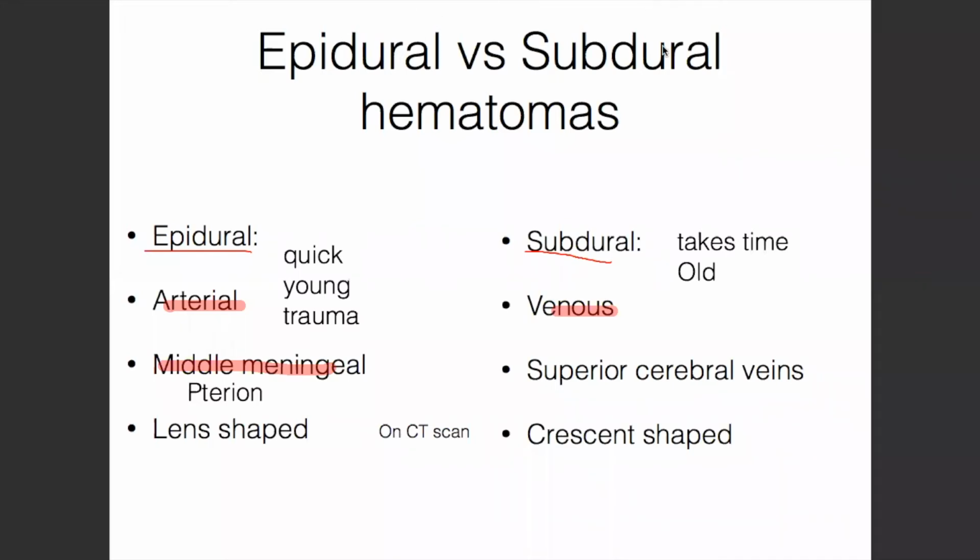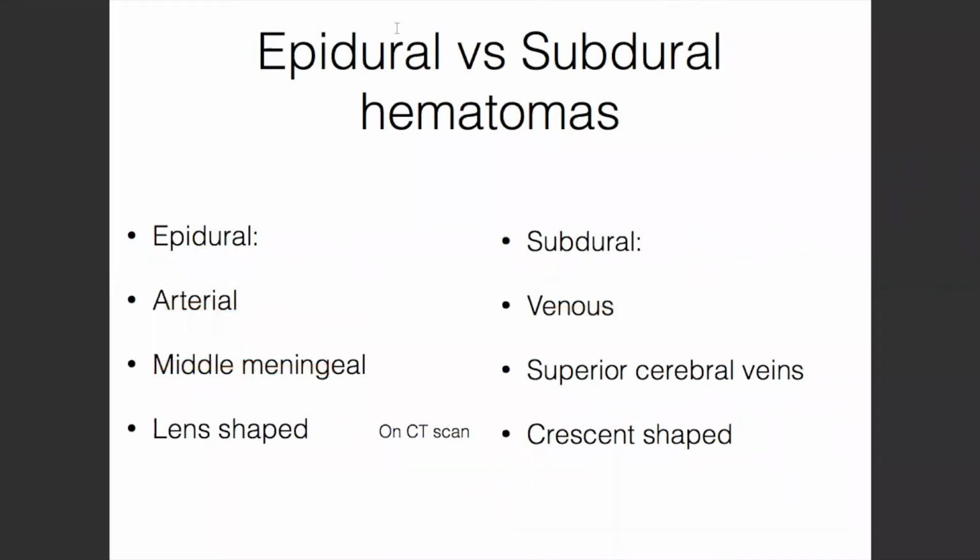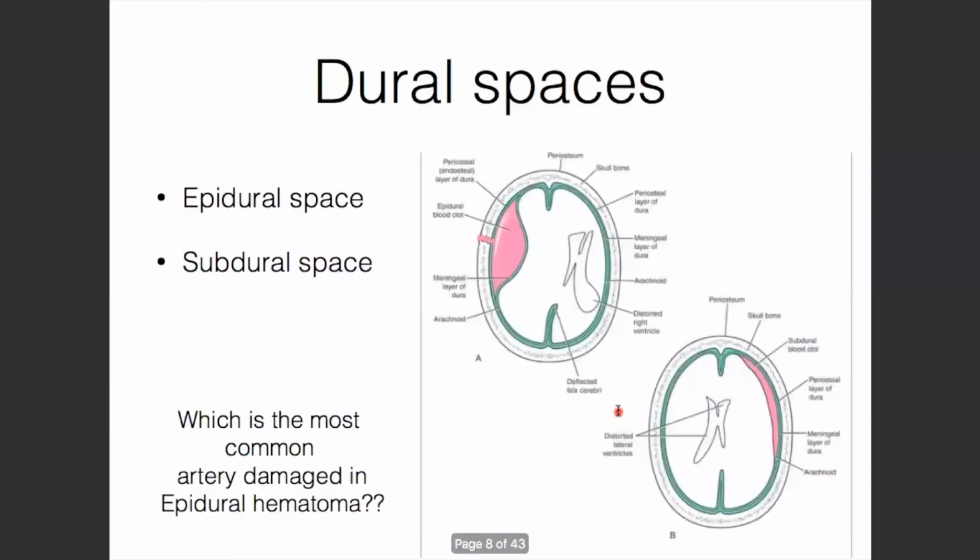Next we have what it looks like on a CT scan. This is very important. When you look at a CT scan, you're supposed to be able to tell if it's an epidural or a subdural. An epidural looks like a lens, while a subdural looks like a crescent. I'll show you a picture here. In this picture, D looks like a lens, so it's an epidural hematoma, while a subdural looks like a crescent.